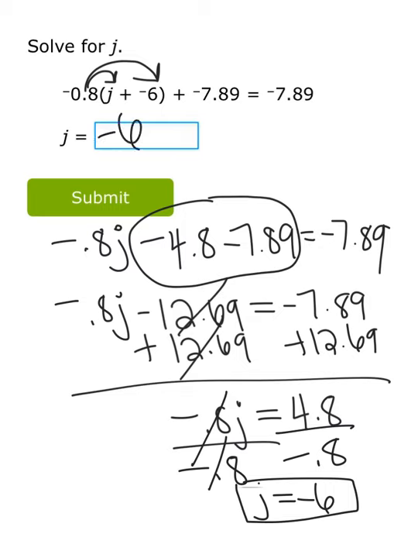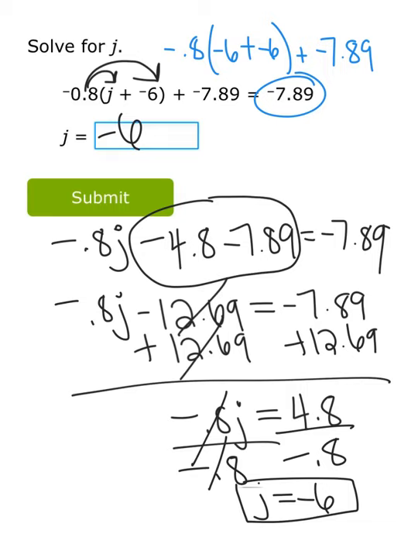Okay, let's go ahead and check this just to make sure we did it correctly. So I'm going to plug in negative 6 for j. And I want the whole left side of my equation to equal this right side of negative 7.89. So whenever I evaluate this, I would get that it does equal negative 7.89. So I knew I did it correctly.